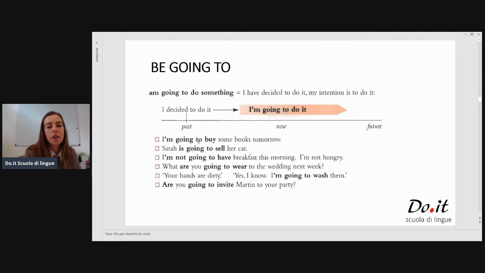Okay. I'm not going to have breakfast this morning. I'm not hungry. Okay. Stamattina non ho intenzione di fare colazione, non ho fame. What are you going to wear to the wedding next week? Quindi cosa vuoi indossare per il matrimonio prossima settimana. Okay. Your hands are dirty. Yes, I know, I'm going to wash them. Okay, and sorry, are you going to invite Martin to your party? Hai intenzione di invitare Martin to your party, okay? A tua festa.